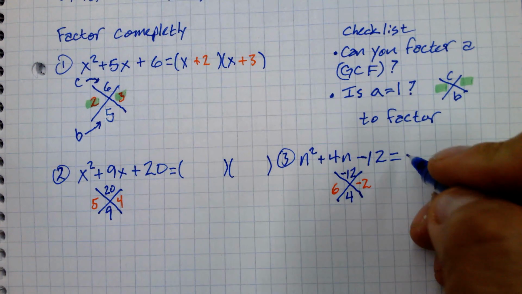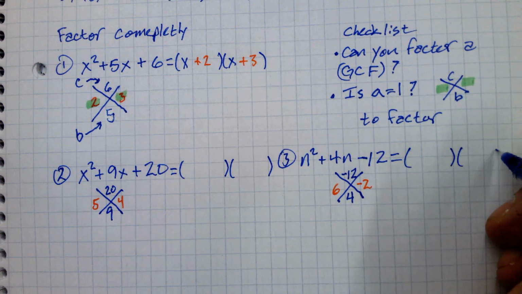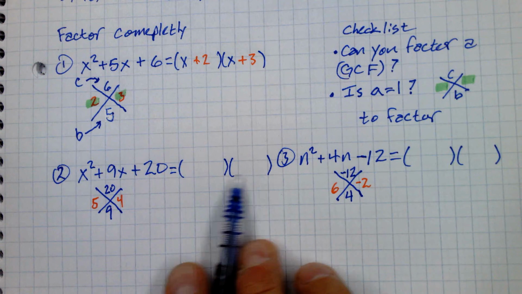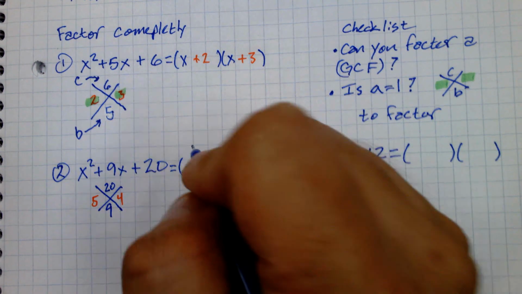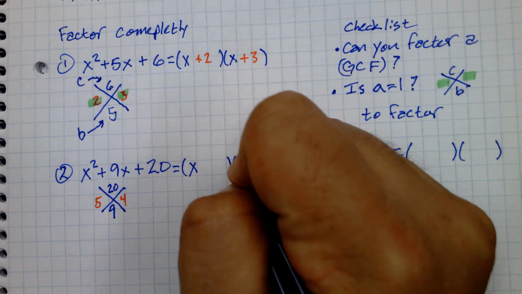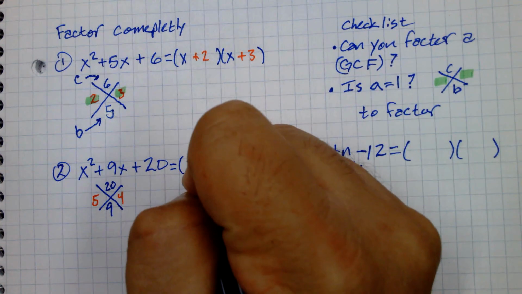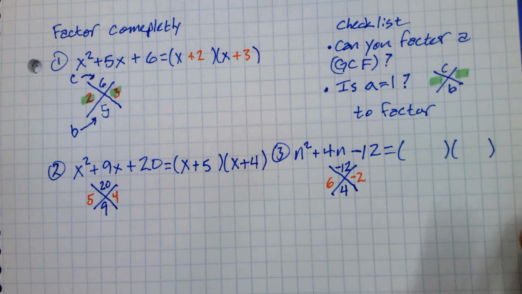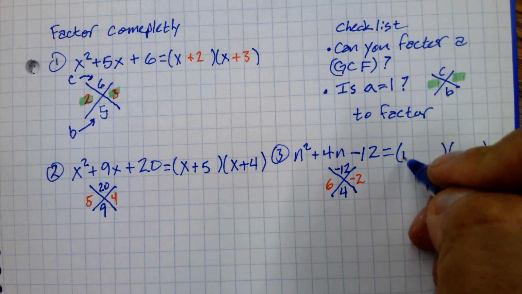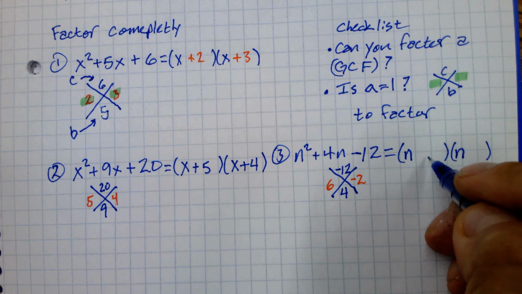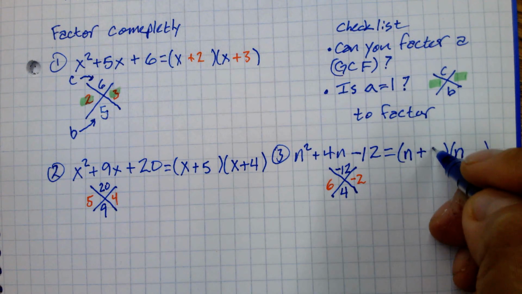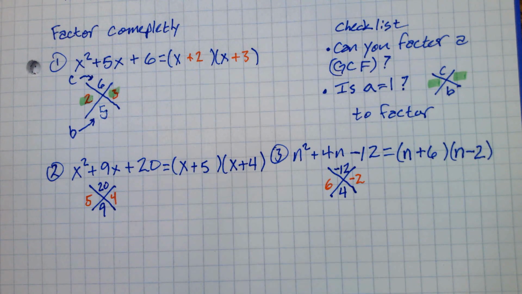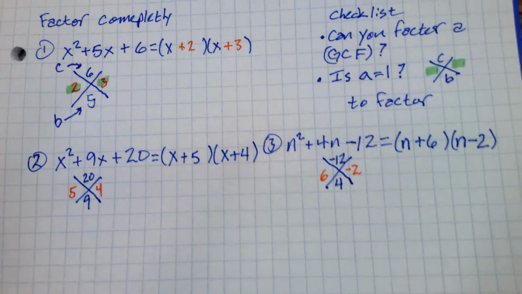Okay? So let's figure out these. Okay. So what's our two binomial factors here? We need x and x, plus 5 and plus 4. Okay. And over here, we want n and n. And what numbers do we need here? All right. Not too bad. Okay, 2 more and then we're done.